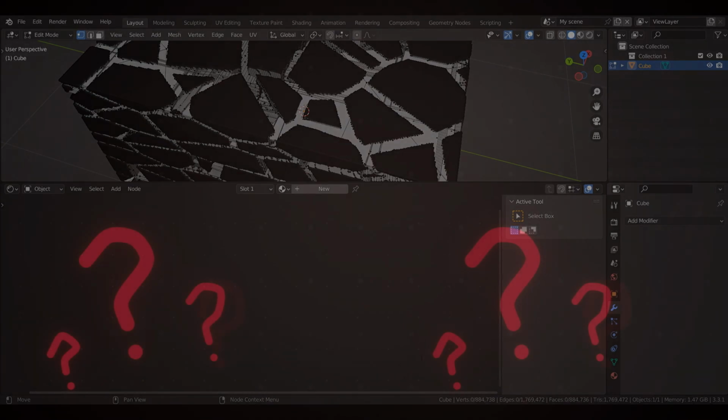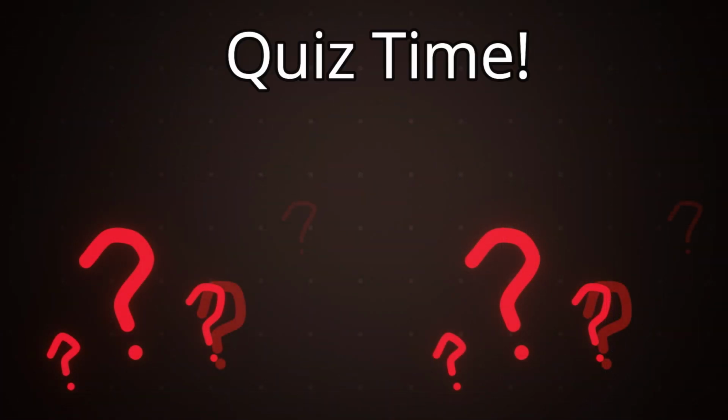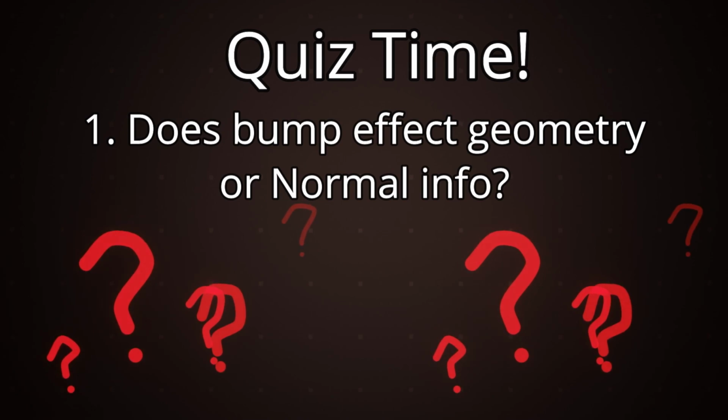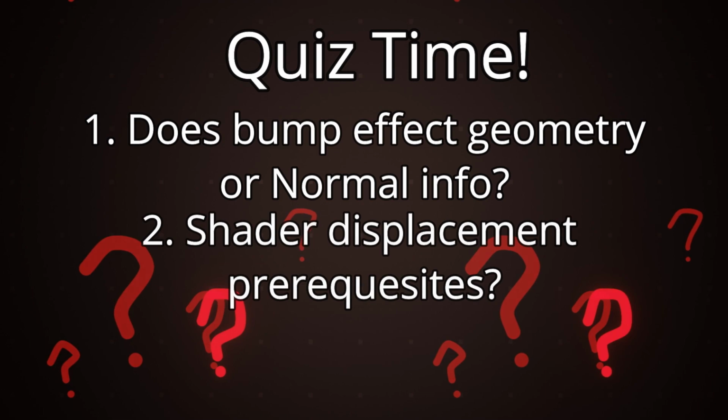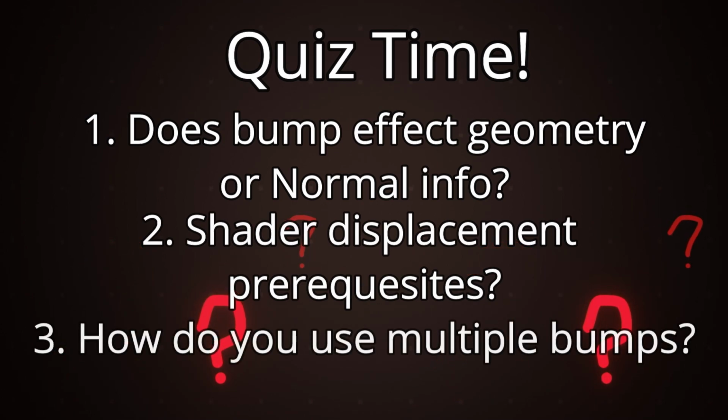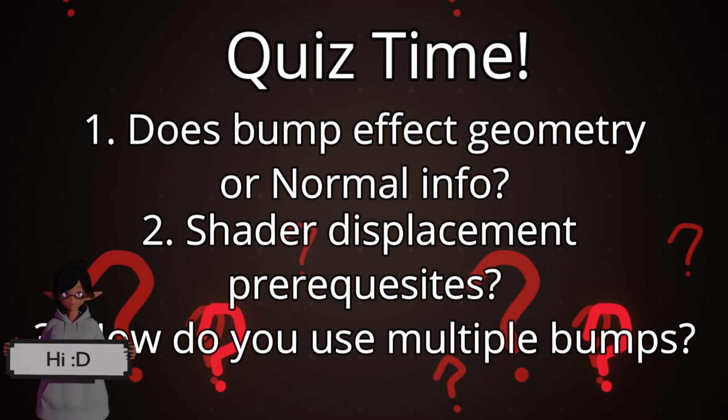So yeah, great job everyone. Now we're going to have a quick quiz. Number 1. Does the bump node affect the geometry of the mesh or just the normal information at a pixel level? Number 2. If you are using displacement, what options should you enable in Blender? Number 3. How can you combine multiple bumps together? I'll be answering the questions in 15 seconds from now.